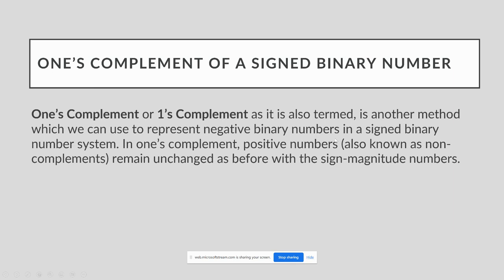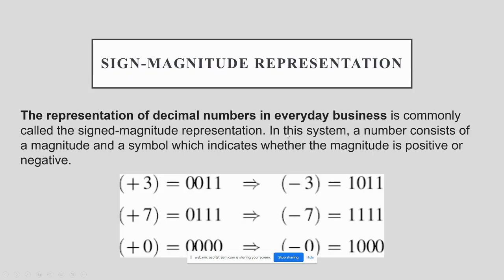One's complement, or first complement as it is also termed, is another method we can use to represent negative binary numbers in signed binary. In one's complement, positive numbers, also known as non-complement, remain unchanged as before with sign magnitude numbers. The representation of decimal numbers in everyday business is commonly called the sign magnitude representation. In this system, a number consists of a magnitude and a symbol, which indicates whether the magnitude is positive or negative.